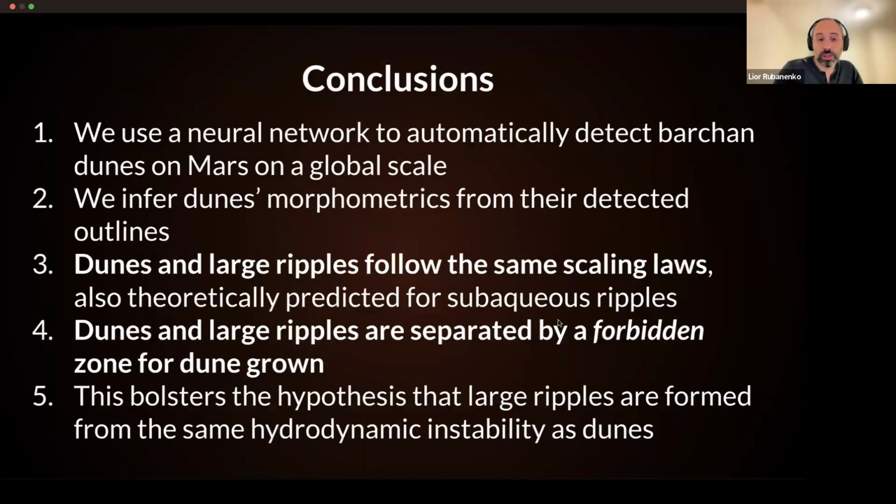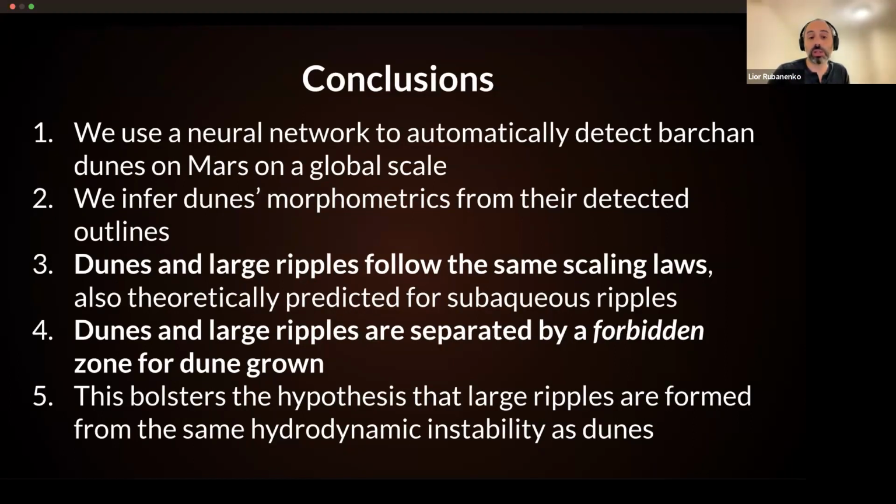And just to conclude, we use a neural network to automatically characterize barchan dunes of Mars. We infer dune morphometrics from the detected outlines, and then we measure the morphology of those dunes from those outlines using an interpretable method. So code that we wrote that actually takes the contour, and you can track and follow every step in the way and understand really what this code did. So it takes the contour and returns the morphometrics of the dune.